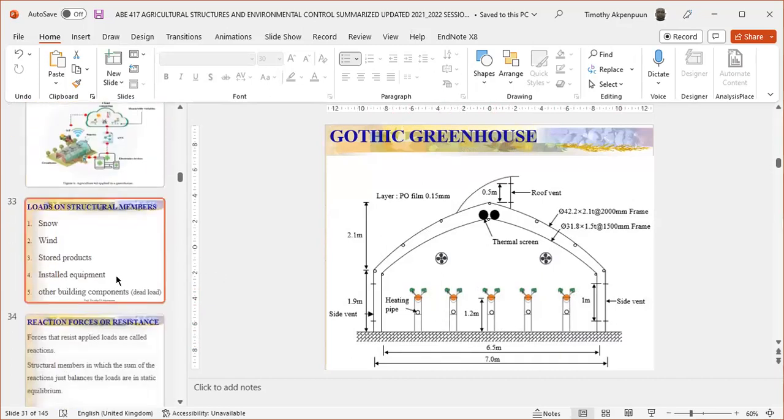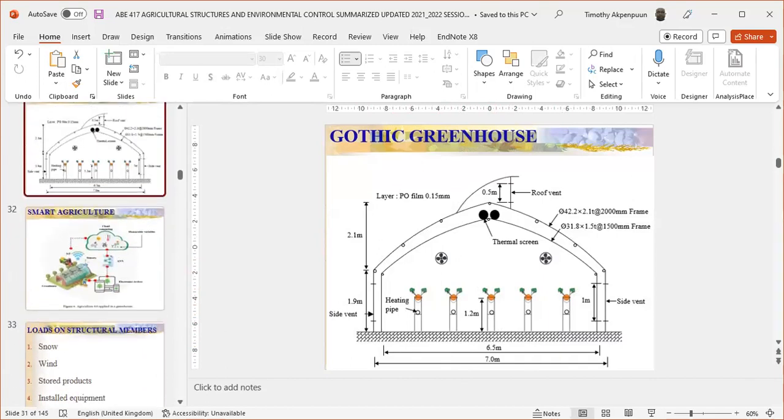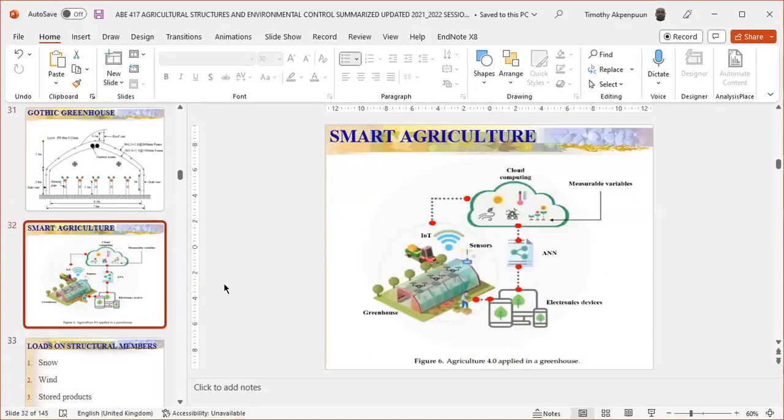Okay, let me show you guys something. Okay, and then look at smart agriculture.